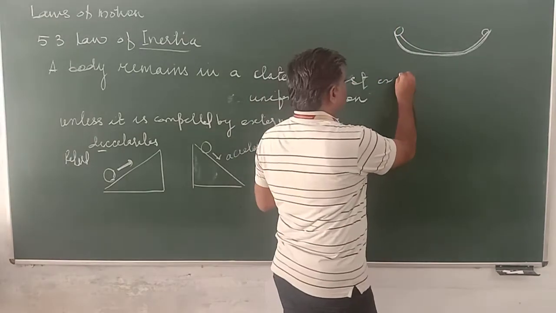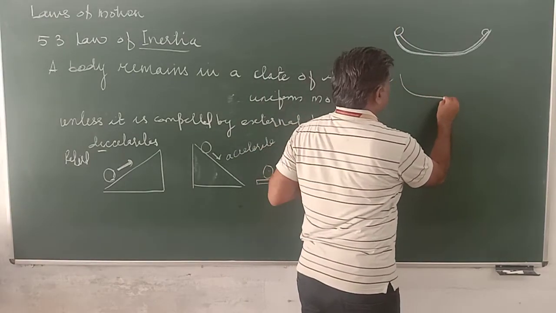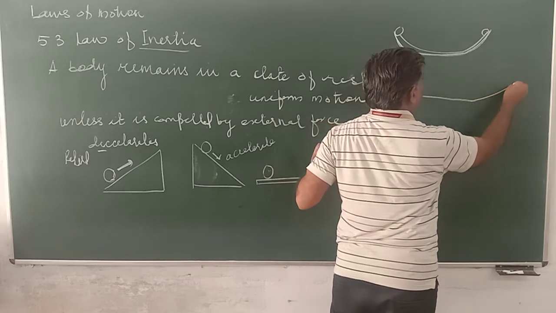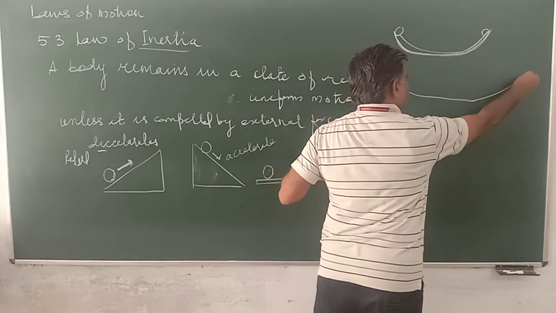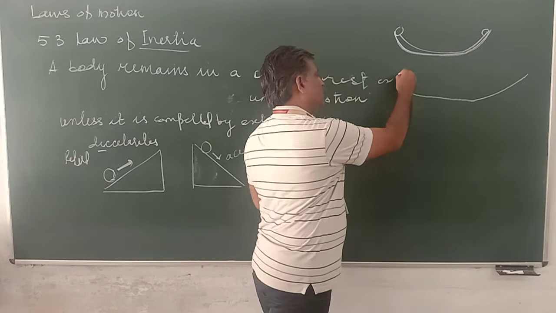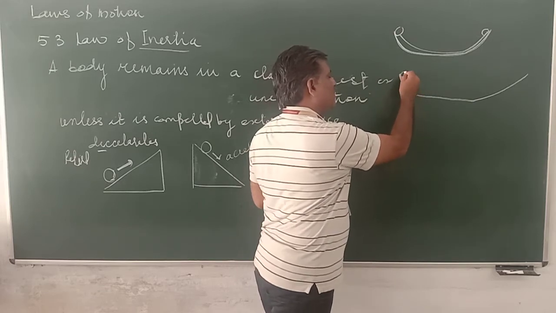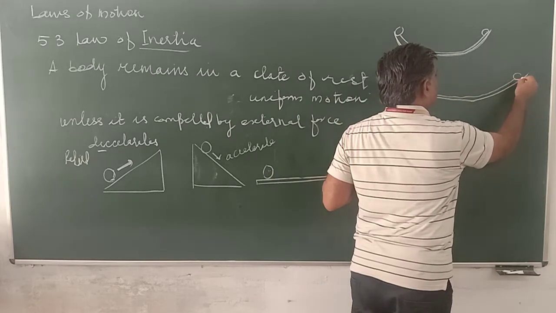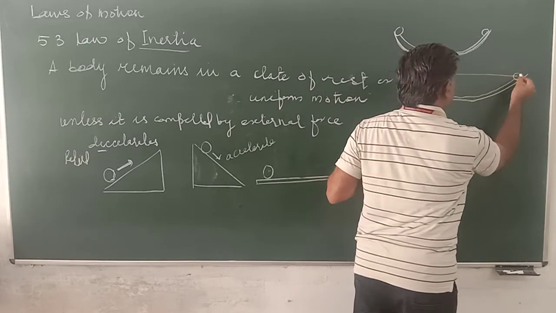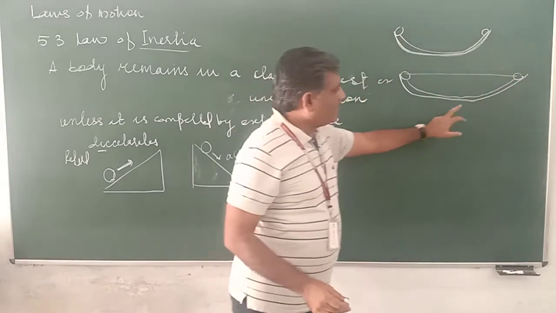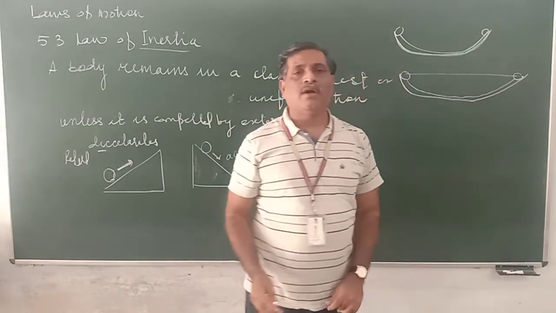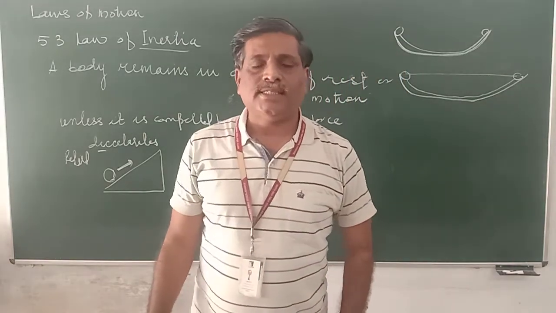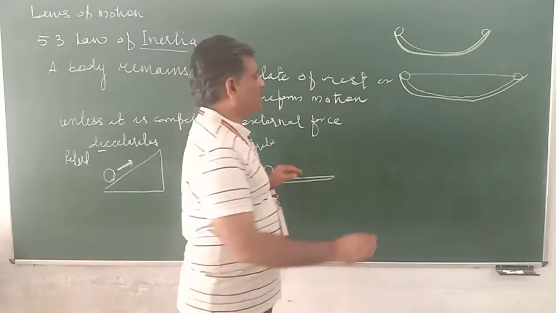Another thing he did was keep this slope more and decrease the slope on this side. Again he released the ball. The ball climbed to the same height or a little less. But in this case it travelled a longer distance.